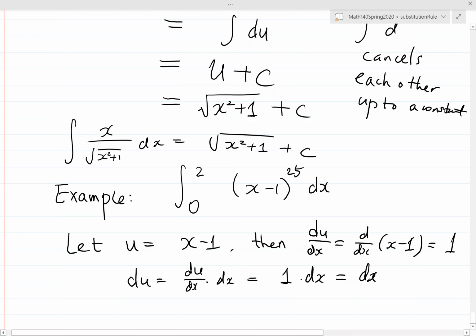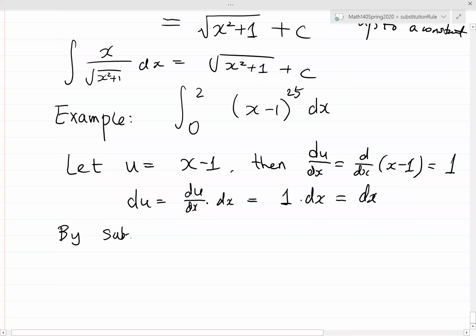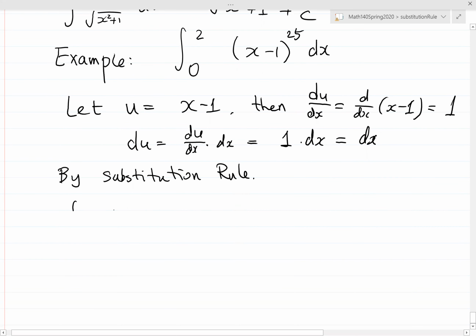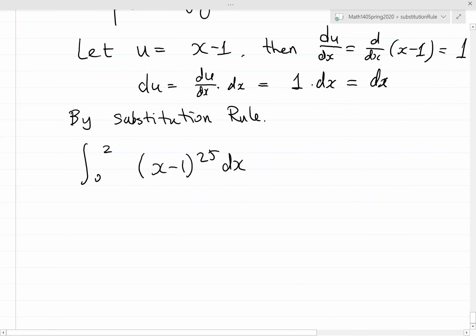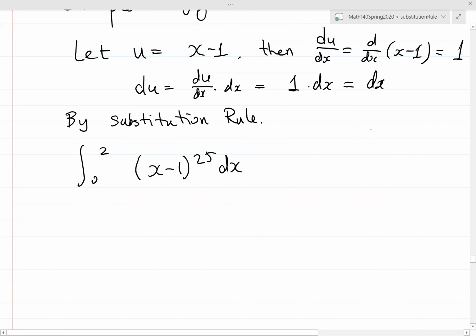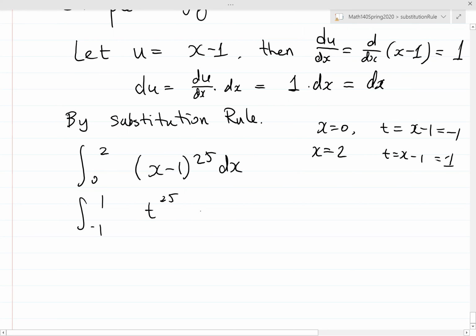So then by the substitution rule, we have the integral from 0 to 2 of (x minus 1) to the 25 dx. Now substitute t equal to x minus 1. When x equals 0, t is negative 1. When x is 2, t is 1. So it's the integral from negative 1 to 1 of t to the 25. Now dx is dt.